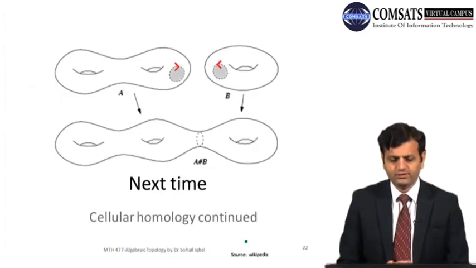Next time we will continue our discussion with this chapter of cellular homology. We haven't yet started the definition of cellular homology and its basic ingredient, CW complexes, but we shall start our discussion on these topics in our next lecture.